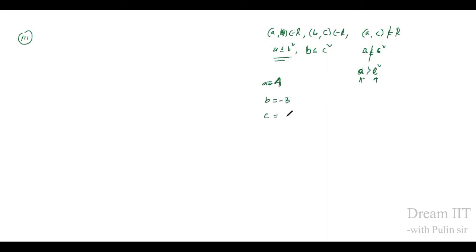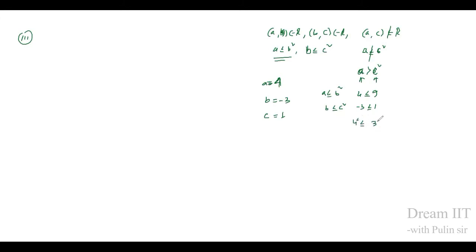And C I want to consider as 1. Now what you'll find, A will be less than or equal to B square because 4 is obviously less than or equal to 9. B will be less than or equal to C square, very obviously, because this is negative, and obviously every negative integer is less than every positive integer. But from here, can I say that 4 is less than 3?